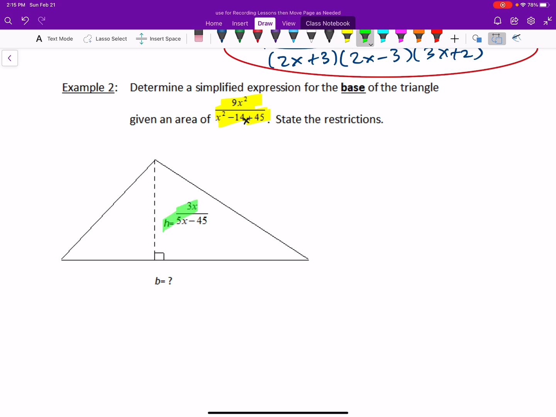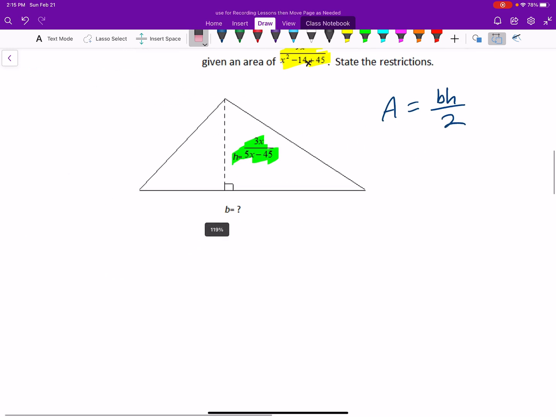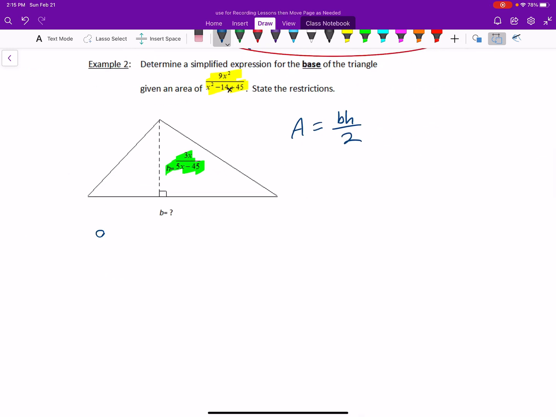And here's an expression for the height of the triangle. If we put that together with our knowledge that the area of a triangle equals base times height divided by 2, then I can fill in some blanks. I can have 9x squared. Do I want to do it here, though? Maybe I want to do it over here where I've got a bit more space. So I'm going to go 9x squared over x squared minus 14x plus 45 equals base, which is what I'm trying to find, times height, which is 3x over 5x minus 45, and all over 2.